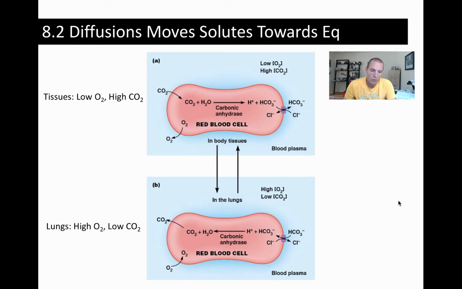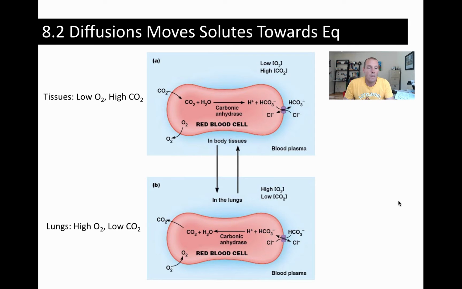Bicarbonate is brought into the cells and chlorine is moved out of the cells. The bicarbonate then associates with a proton, catalyzed by carbonic anhydrase working in the reverse direction compared to up here in the tissues, and that produces carbon dioxide and water. The carbon dioxide is then released from the red blood cells and can be exhaled in the lungs, and oxygen diffuses down the gradient into the red blood cell to bind with hemoglobin. Then the process is reversed if the red blood cells end up traveling back through the body, through the general circulation into tissues.